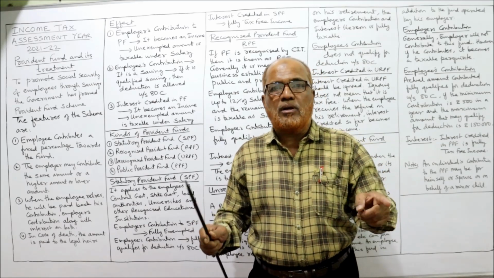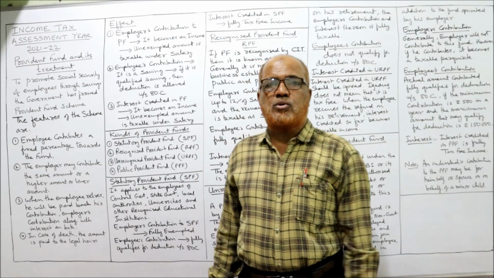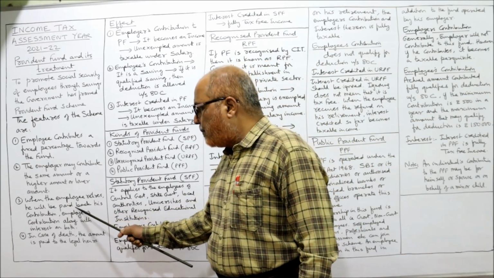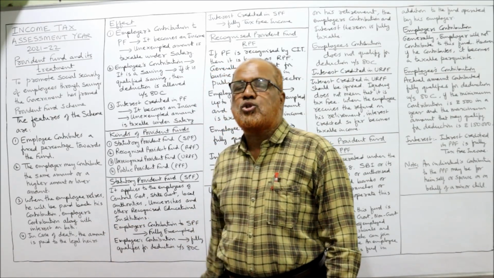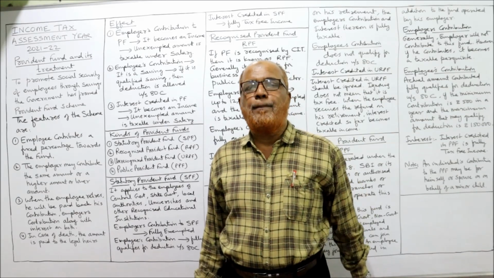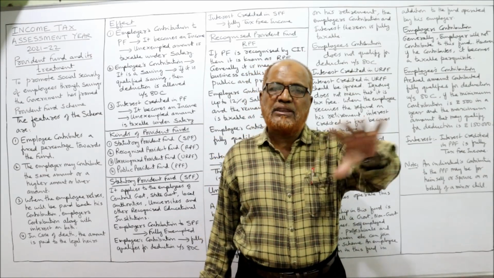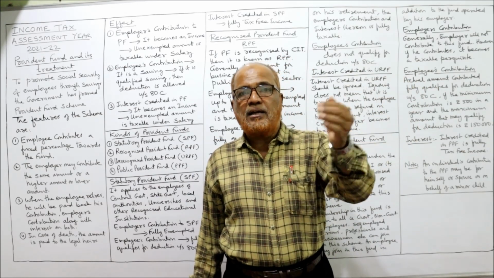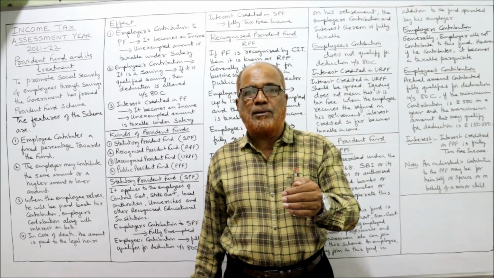So double contribution: employee's contribution and employer's contribution. Third one, when the employee retires, he will be paid back his contribution and the employer's contribution along with interest on both. So what is the next feature of this scheme? When the employee retires, for example after 30 years, at the time of retirement he will get back his money from the Provident Fund scheme.